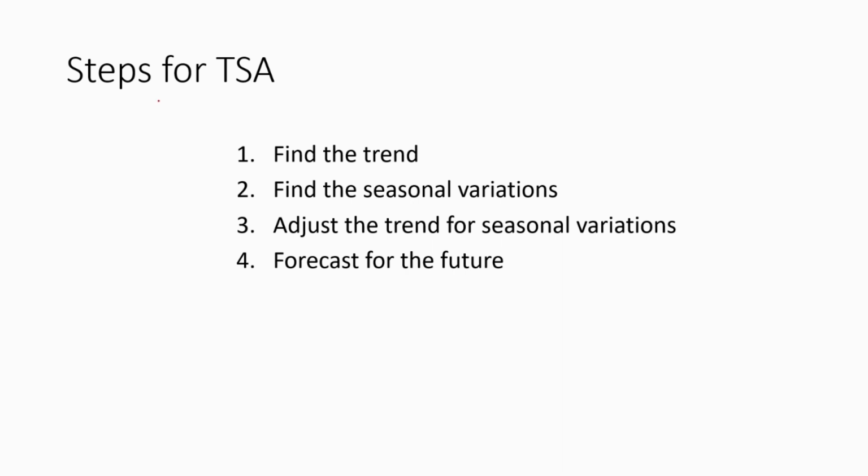These are the steps we have to follow in order to do a time series analysis. First, we have to find the trend line or the best fit line. This will be in the form of an equation. Then we have to find the seasonal variations. Then we have to adjust the trend line for seasonal variations. Then we can finally forecast for the future. There is another important thing to know before we continue. We need to know about extrapolation and interpolation.